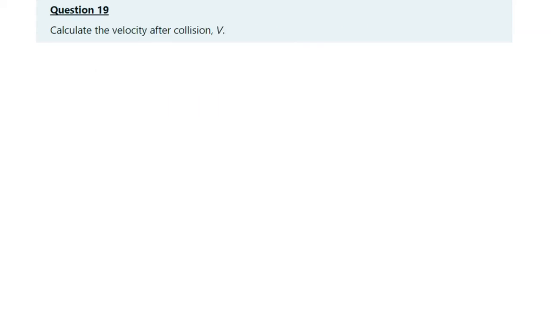Alright, so now we're going to take a look at the next question. Calculate the velocity after the collision. So this is a perfectly inelastic collision, meaning that both objects move at the same velocity after the collision. So we have this formula: m1v1i plus m2v2i, and then it is going to be equal to m1 plus m2 multiplied with v.